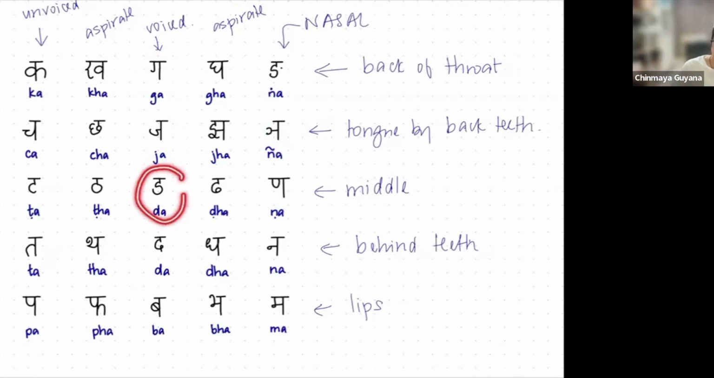Then this one is da. So now say n with a da. It'll become nda. In Hindi, and, oh, in Sanskrit also. Anda is egg. Brahma anda, Brahmanda. Anda. Right? That is that one.